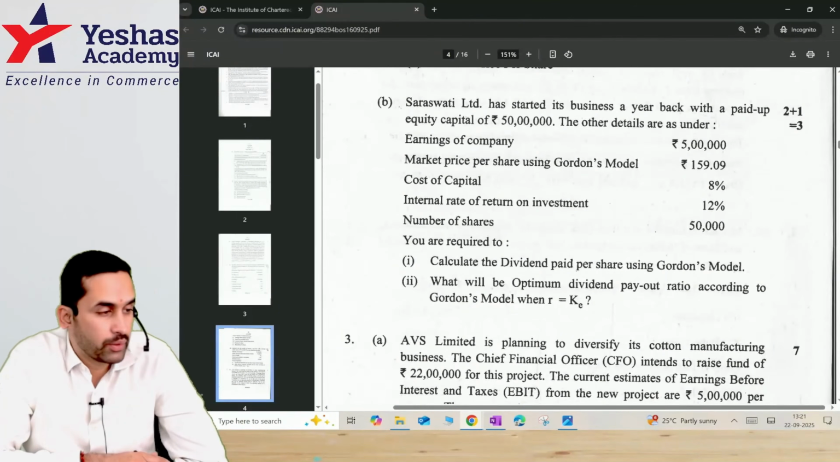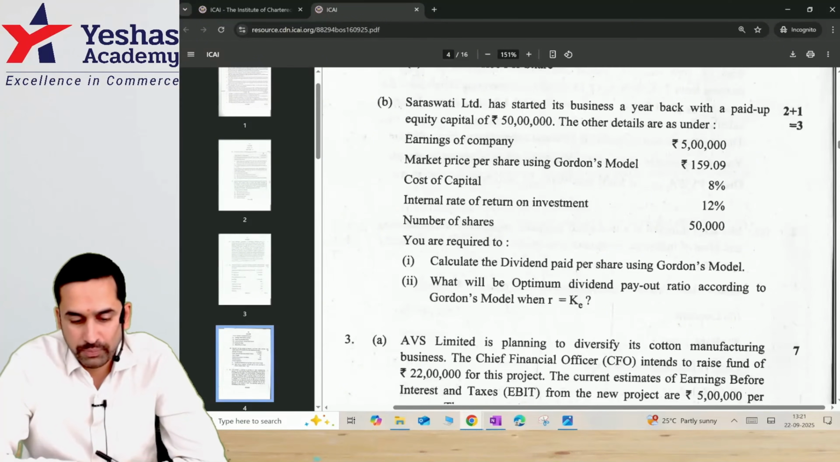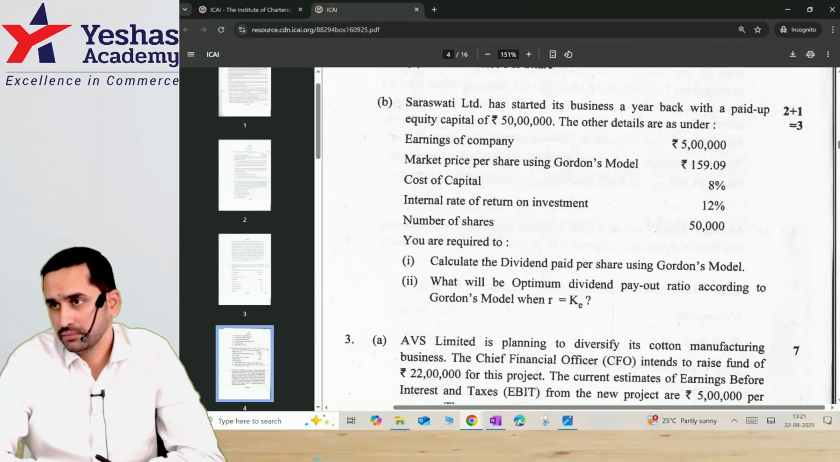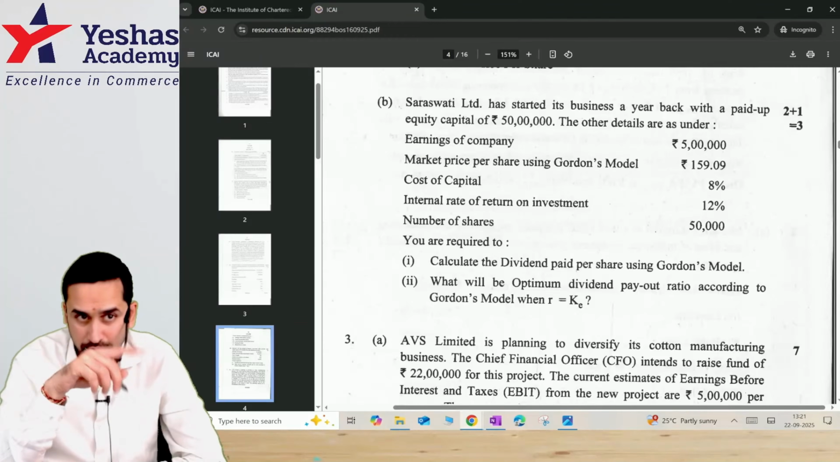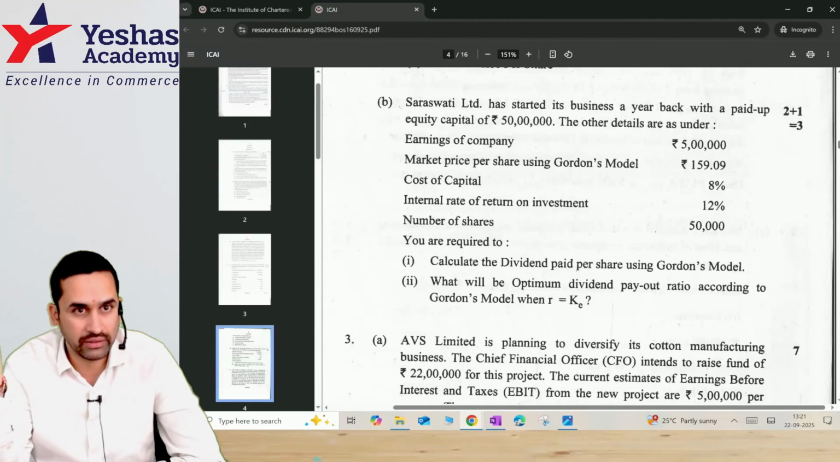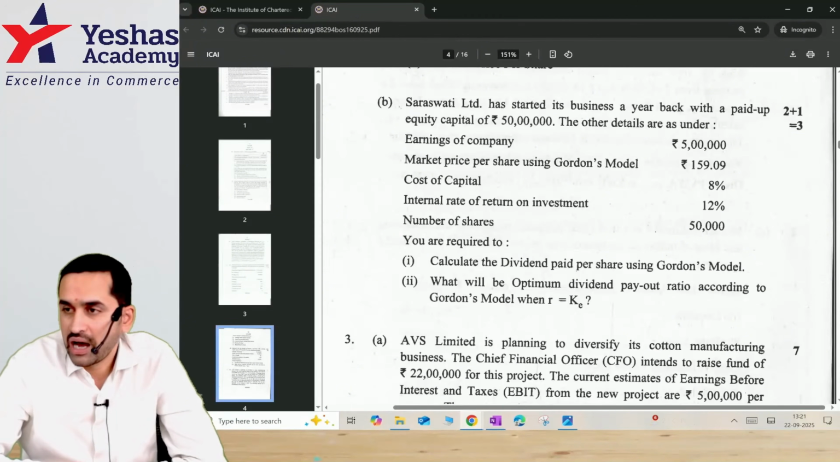Question B, this is from dividend topic. Saraswati Limited has started its business a year back with paid up capital of 50 lakh rupee. Other details are given to you. Earnings of the company 5 lakh. You see this market price per share using Gordon's model. That means P0 is given. Left hand side. Normally if we find out P0, they give us dividend. Here P0 is given. Internal rate of return on investment, this is R. Correct? Cost of capital is K, and since we are discussing equity, it is KE.